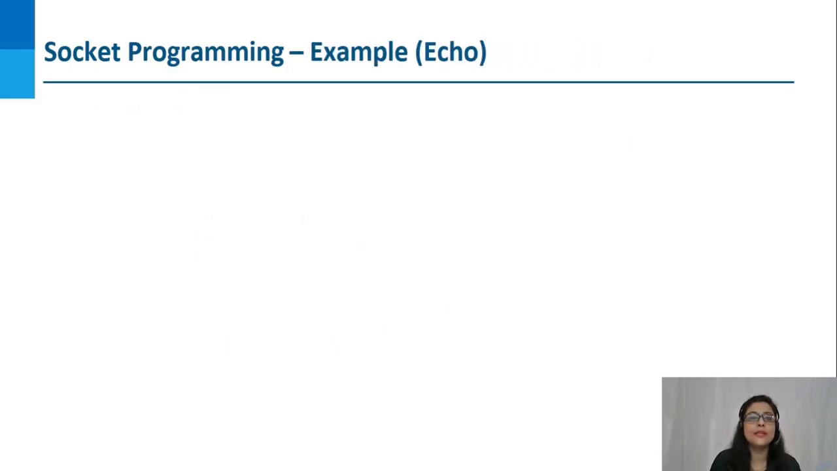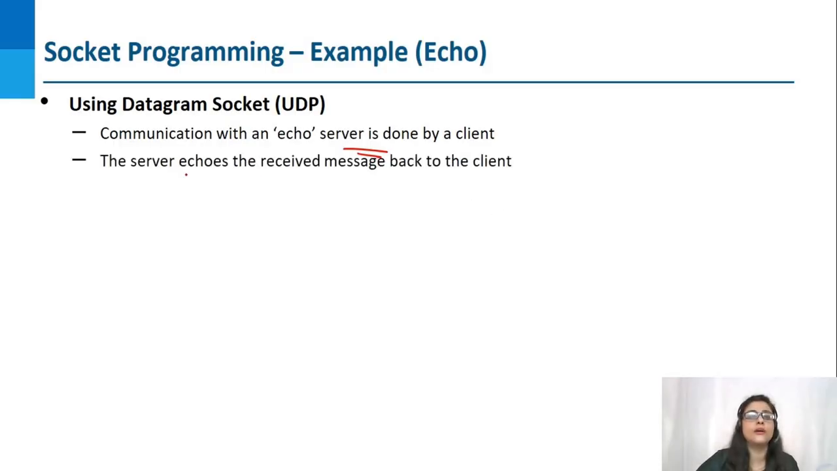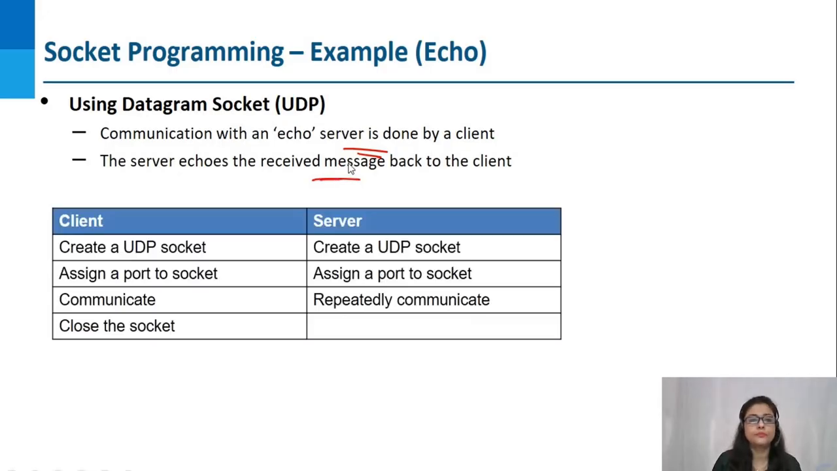Let us understand one example of socket programming, and that is the echo example, using the datagram socket UDP. Communication with an echo server is done with the help of a client, because the client will be making a request to the server. The server will echo the received message back to the client. So this is the example.